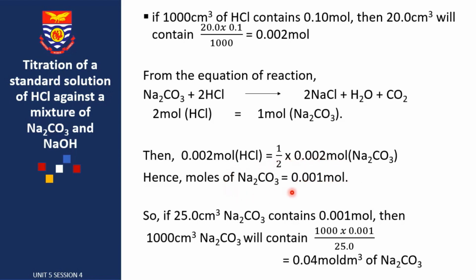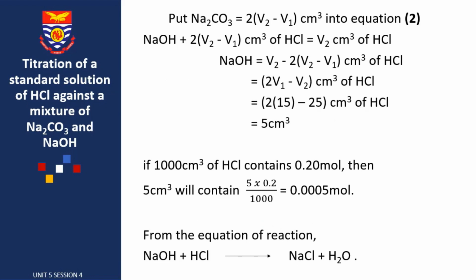This is the moles of the sodium carbonate contained in that 25 cubic centimeters that was pipetted. So we have to take it to 1000, and we say if 25 contains 0.001, then 1000 is equal to what? We work this out and our answer is 0.004 moles per cubic decimeter of the sodium carbonate. Okay, so let's look at that of the sodium hydroxide also.